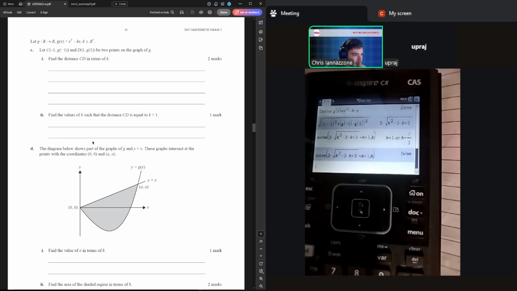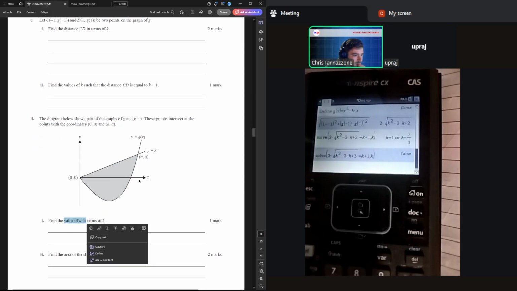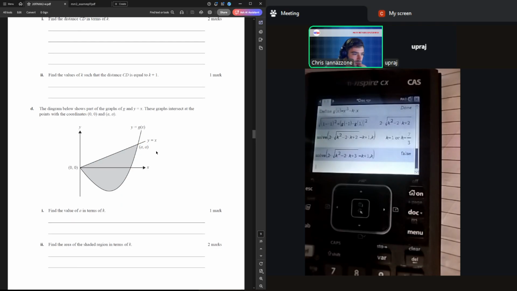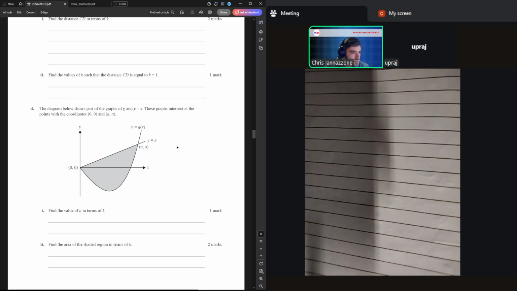But cool. Okay. That's 1C double I. Part D. Find A in terms of k, where A is the second intersection point between g of x and y equals x. That should also be relatively straightforward.